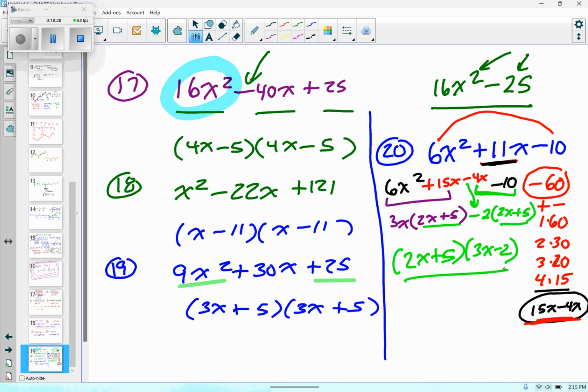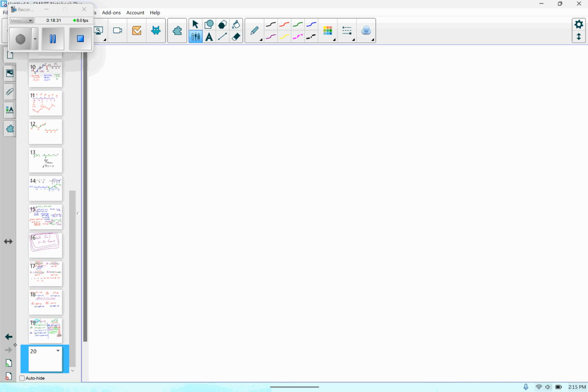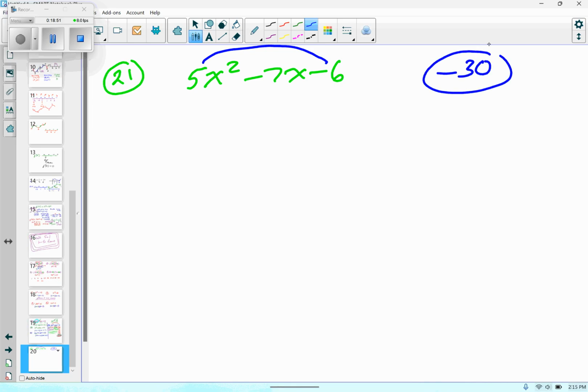All right, let's try one more. Number 21. So is this one of those difference of two squares ones, or is it an old factoring one? Yeah, so I'm going to multiply negative 6 times 5 to get negative 30. In order to multiply two numbers together to get a negative, what do you know about the signs? There you go. And so is there any way that 1 and 30 would combine together to give me negative 7? What about 2 and 15?